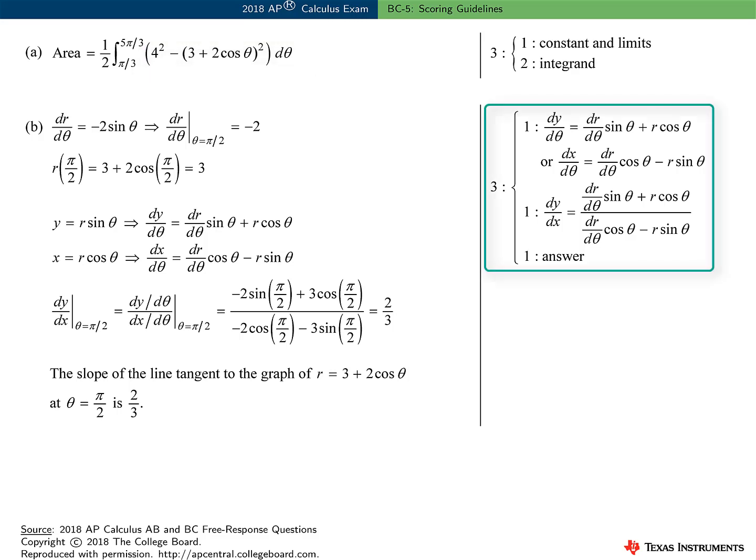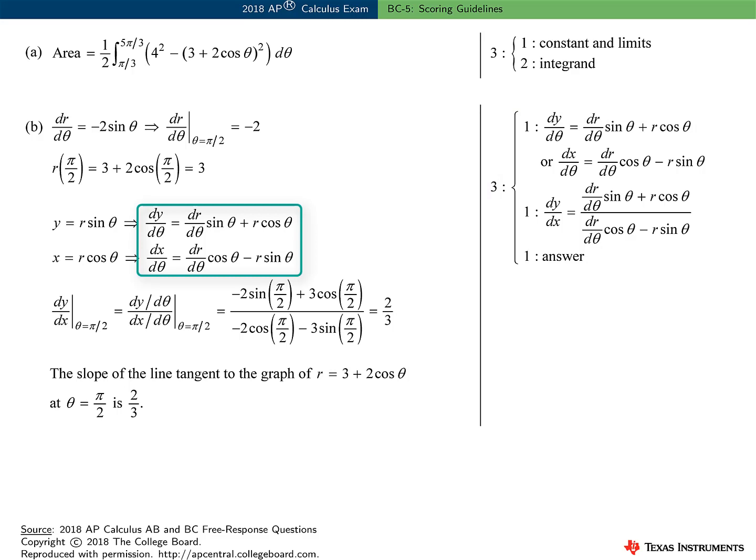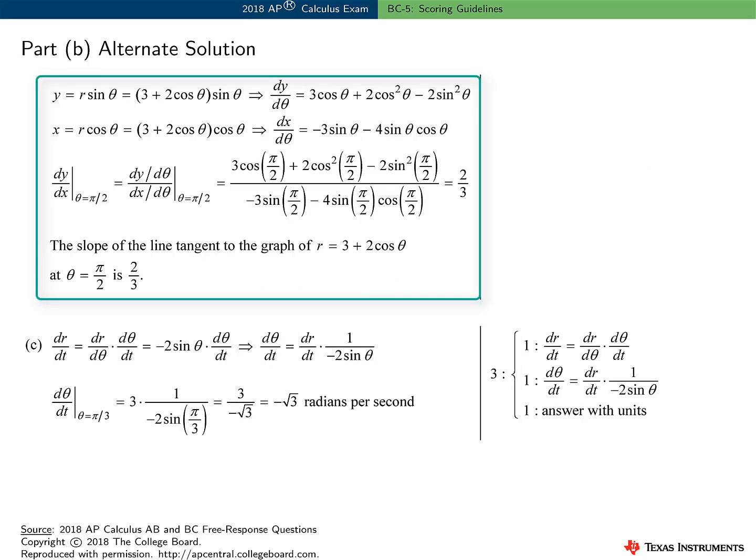Part B was worth 3 points. The first point was for writing a correct expression for either dy d theta or dx d theta. The second point was for writing a correct expression for dy dx. And the third point was for the final answer, here 2/3. Note that there was an alternate solution to Part B given on the scoring standard. And this involved the use of the explicit expression for r. But this solution was scored in a similar manner.